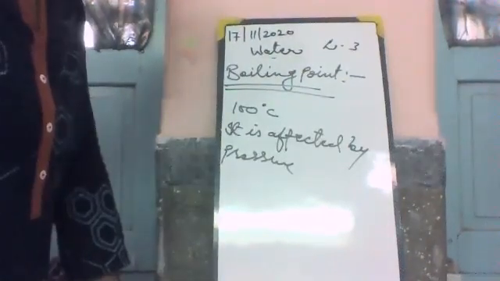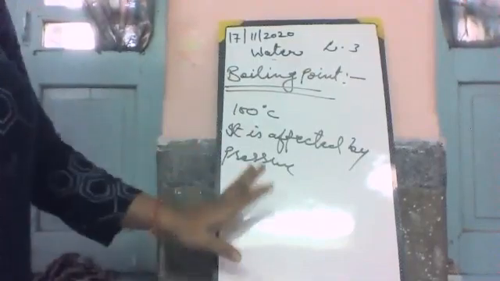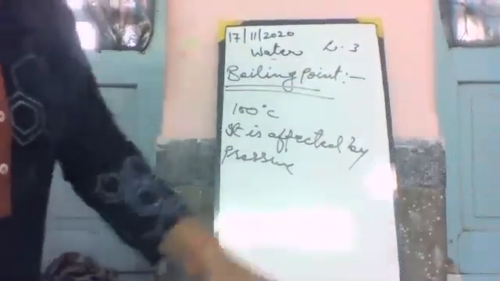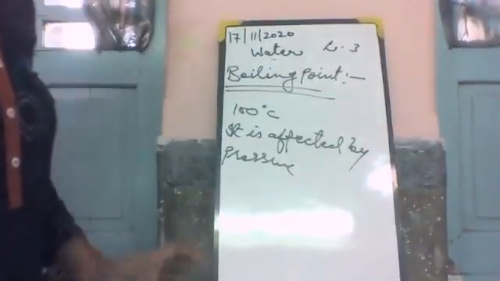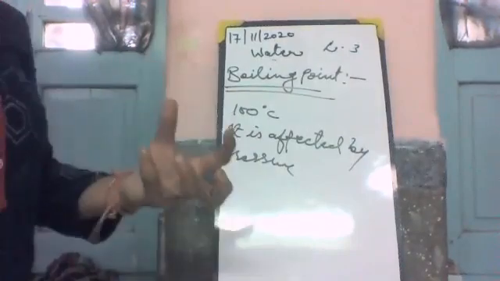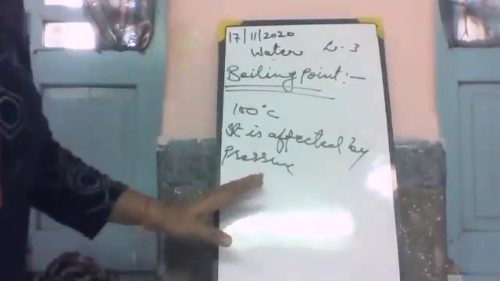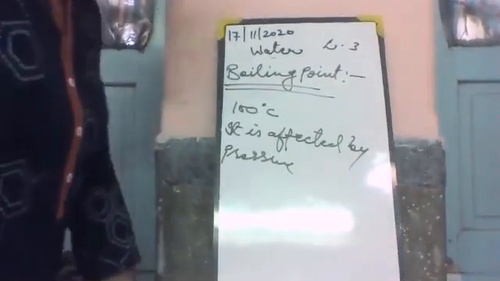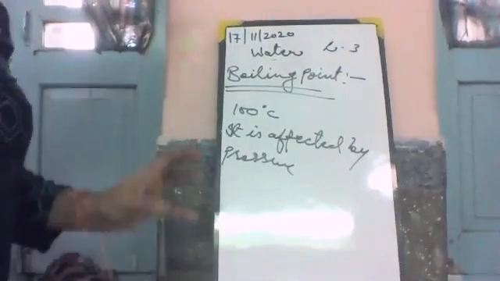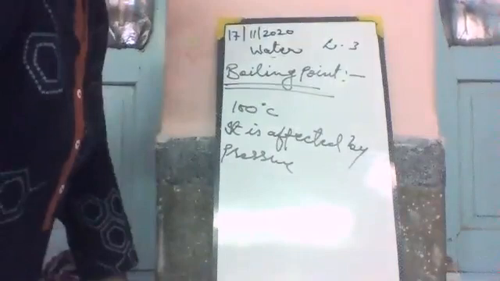This is the principle by which a pressure cooker works. We increase the pressure by putting a lid on it, and there is a lot of pressure inside the cooker. That's why it increases the boiling point, and the substances kept in it are cooked easily.